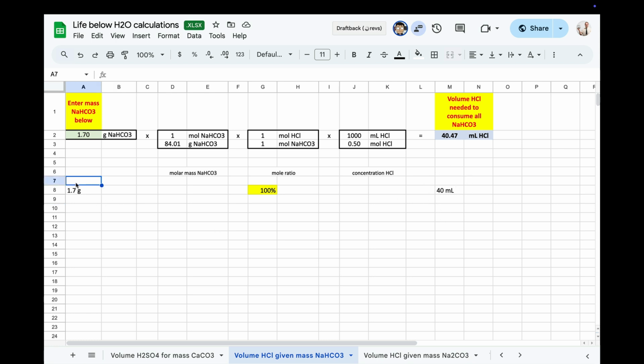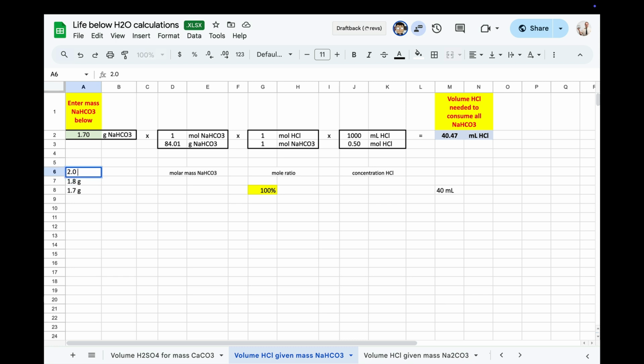Now let's say I say, okay, I want to use 1.8 grams. What that means is if I pour in 1.8 grams, 1.7 grams completely reacts with the acid, and then an extra 0.1 grams is sitting at the bottom of the white powder that doesn't react. So the extra 0.1 gram is wasted. So actually, it doesn't really affect the experiment.